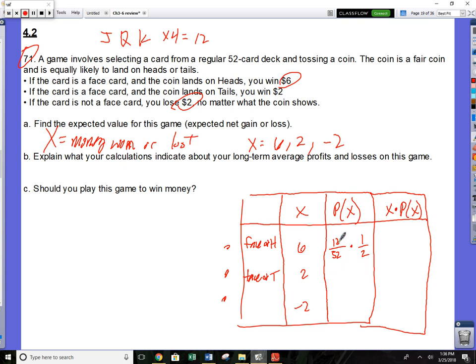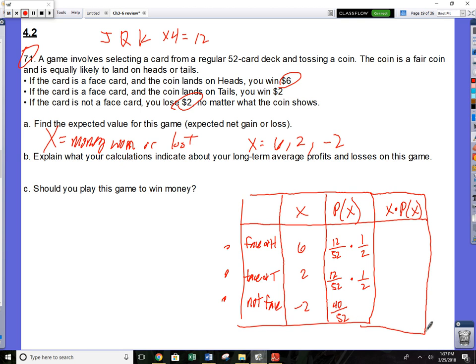Okay, so it's the exact same probability. 12 face cards out of 52, and tails is the same as heads. It's 50-50, 1 out of 2. Okay, now the last one, the card is not a face card, so it's a complement of the face, and we don't care about the coin. Alright, so if there's 12 out of 52, the complement of that is 40 out of 52.